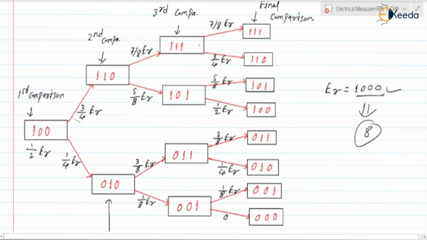Or in the second case, if the unknown voltage is less than 1/2 ER, then the tree will proceed in the downward direction. So if it is less than 1/2 ER, at the next comparison the unknown voltage will be compared with 1/4 ER, and likewise it will proceed.